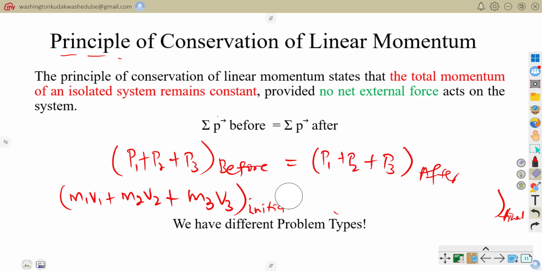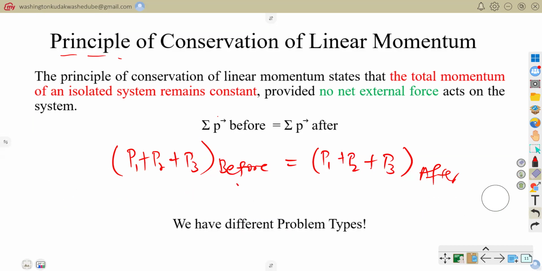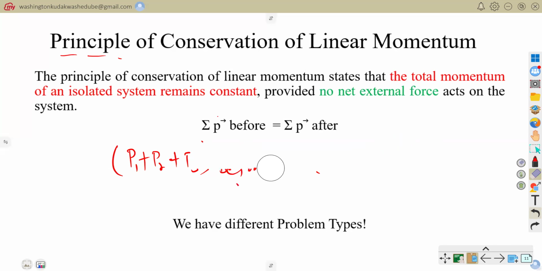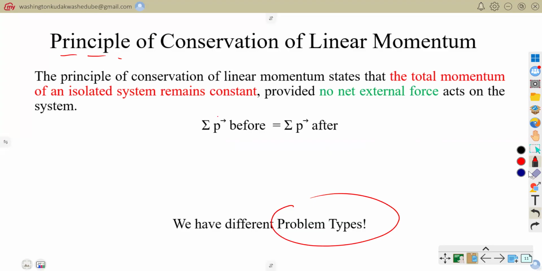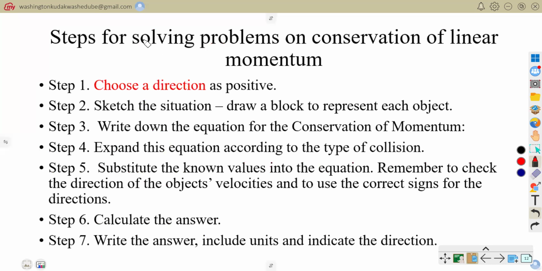Once we know that, we would have four different types of scenarios, which relate to different types of problems. In those different types of problems, we are going to use different methods of solving them. But they will all fall under the principle of conservation of linear momentum. So before we look into those problems, I want us to look into the steps that we are going to be using in solving our problems in regards to conservation of linear momentum.